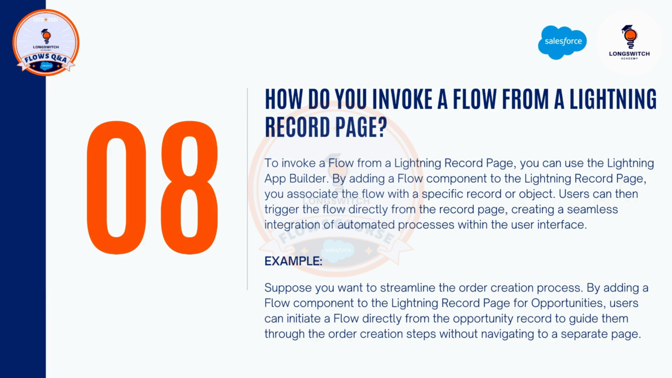For example, if you want to streamline the order creation process, by adding a flow component to the Lightning record page for opportunities, users can initiate a flow directly from the opportunity record to guide them through the order creation steps without navigating to a separate page.